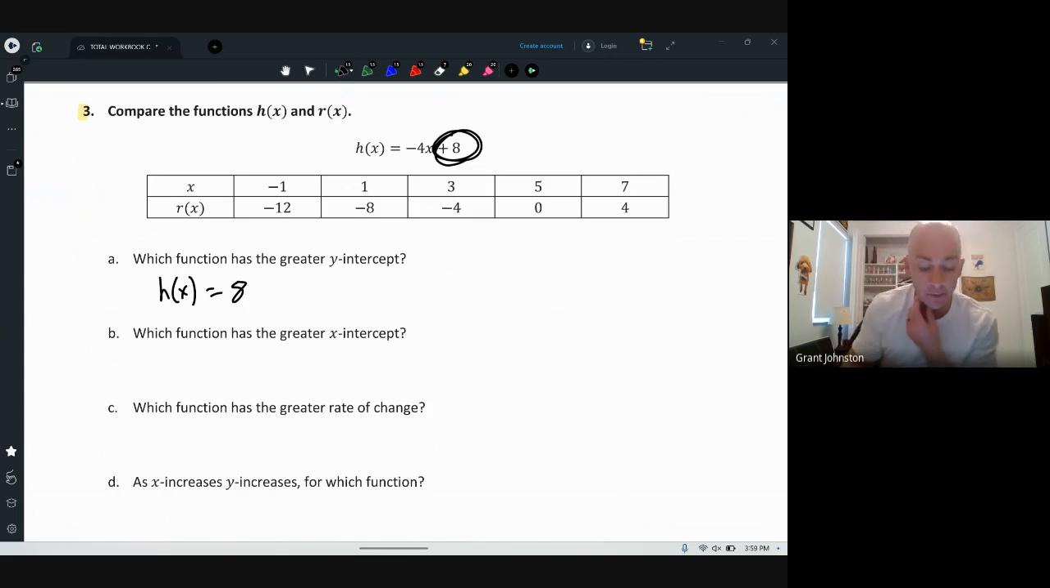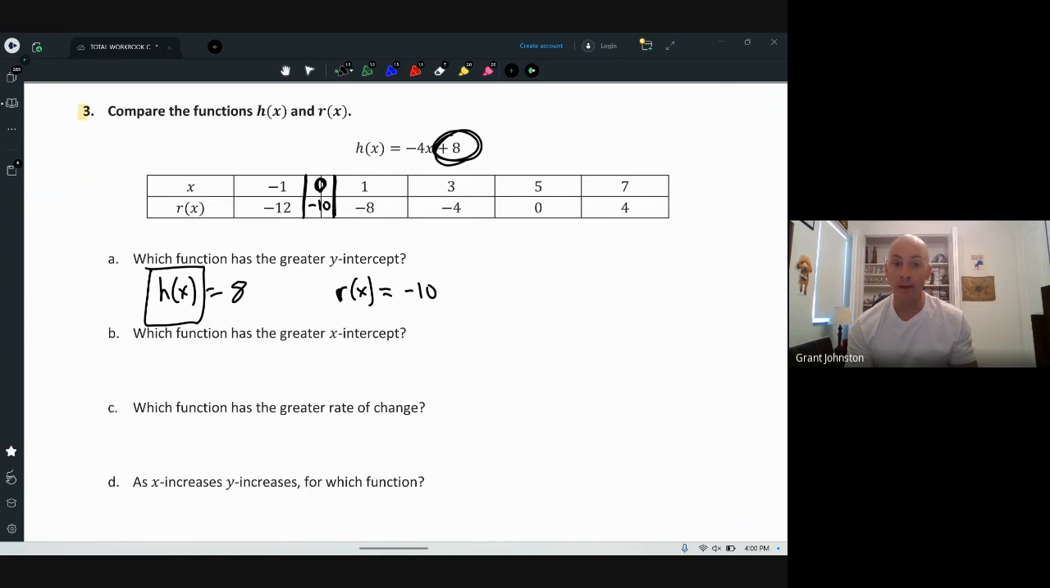Now for r of x, this might be a little more challenging because remember, the y-intercept is when x equals 0. But there isn't a spot for 0. But I know 0 would be between -1 and 1. So I know this y-intercept is going to be between -8 and -12. And it's actually exactly going to be at -10 because it would split them. So r of x, the y-intercept is at -10. So which function has the greater y-intercept? Clearly h of x. 8 is larger than -10.